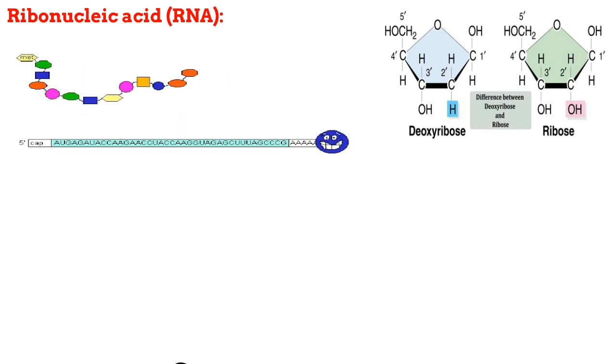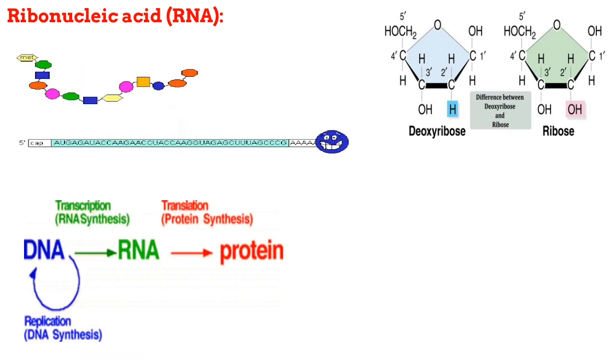Looking at a schematic diagram, DNA helps in the synthesis and passes the instruction to RNA. Then RNA further synthesizes according to the instructions given by DNA, and then RNA produces the proteins. DNA synthesis is known as replication, RNA synthesis is known as transcription, and protein synthesis is known as translation.